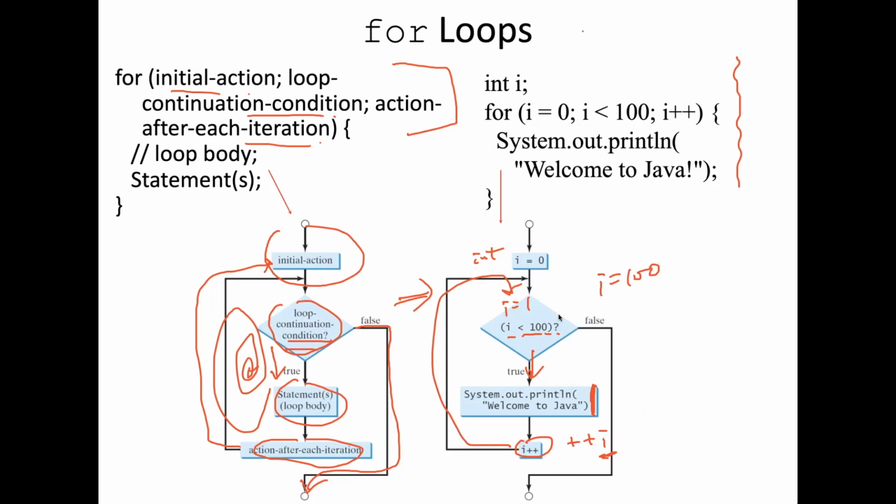The condition reads, is 100 less than 100? And the answer is false. At this point, when i equals 100, your entire loop stops because the condition yields false, taking your entire flow of control out of this for loop. And this is the code that represents what I just talked about downstairs.